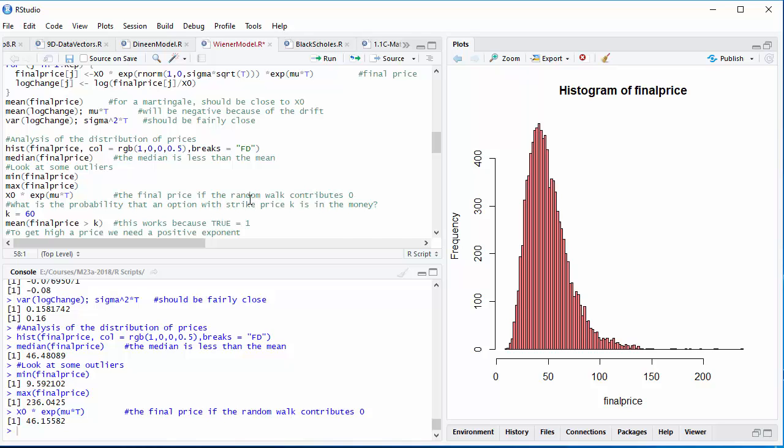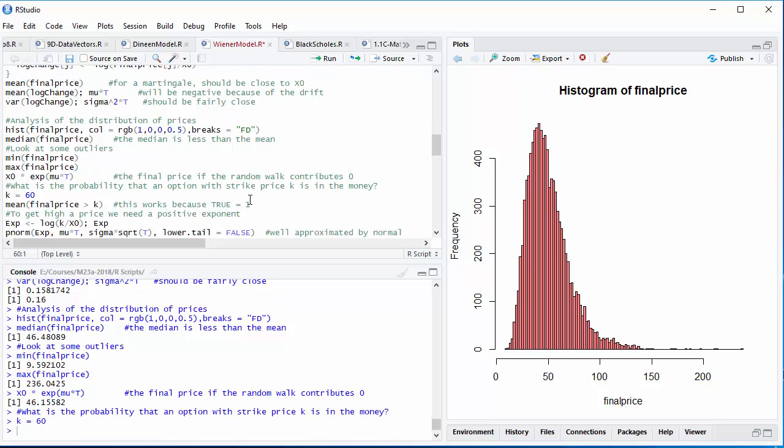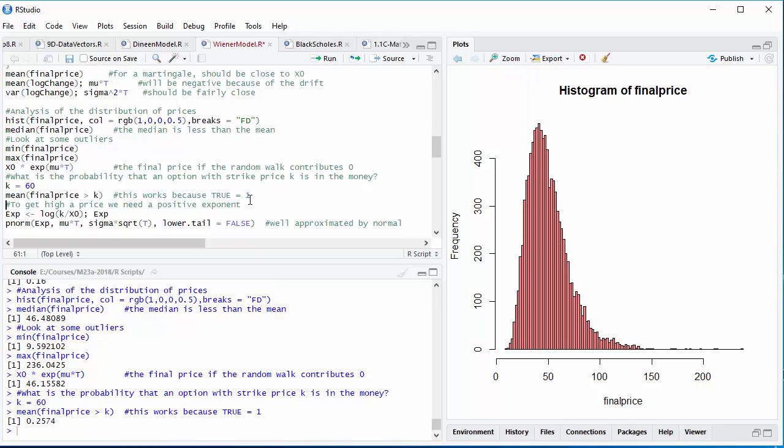Now let's think in terms of options. We'll take a strike price of 60. As you saw in a previous script, I can calculate the probability that the option's in the money by just taking the mean of the Boolean array whose entries are 1 if the final price is greater than k, 0 otherwise, and I find about 25% probability for the option to be in the money.